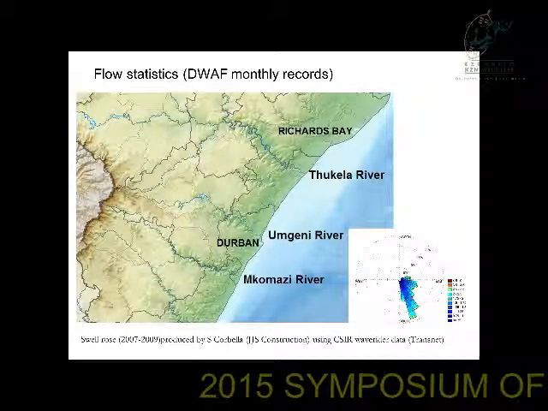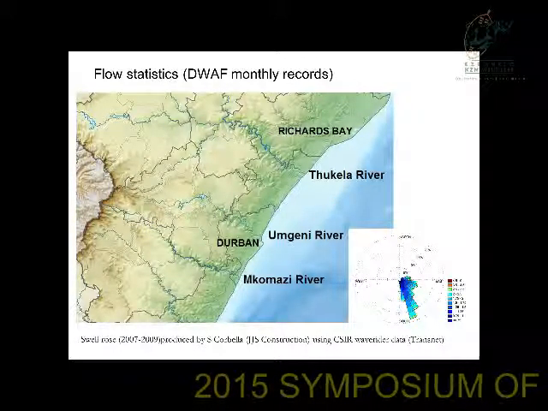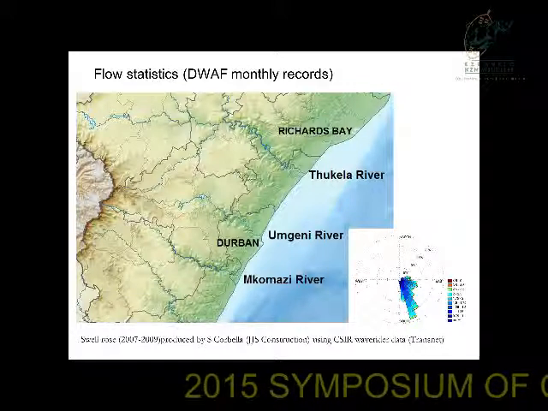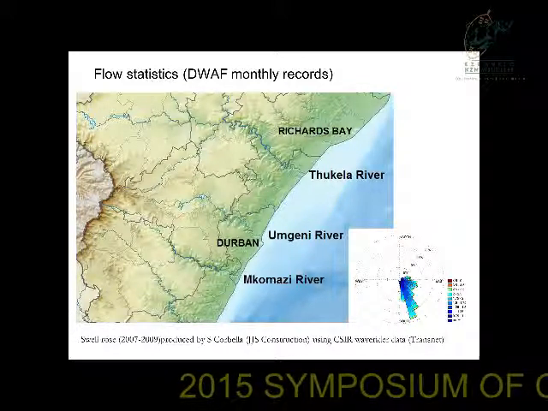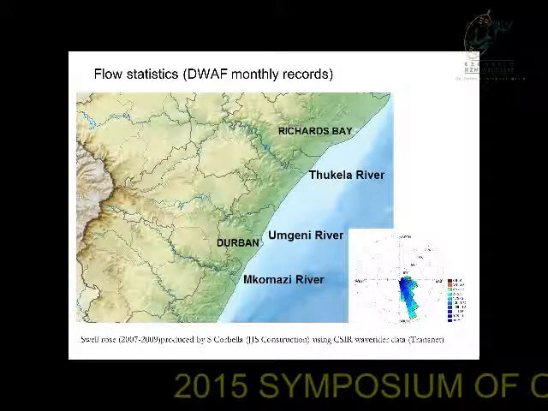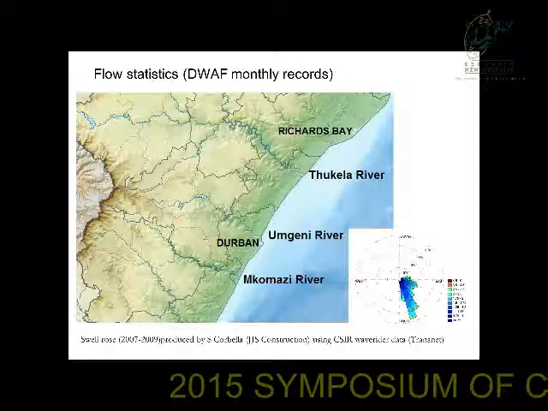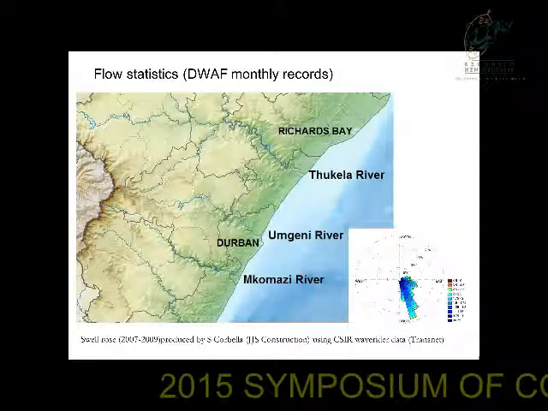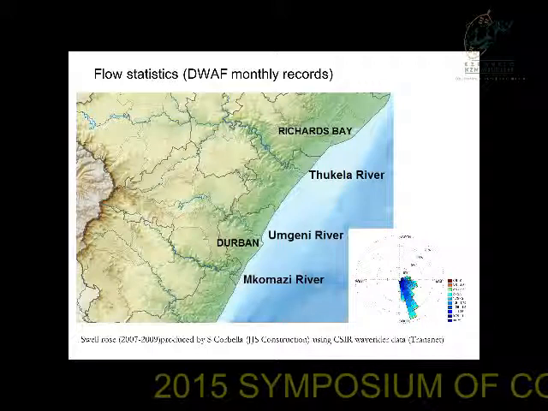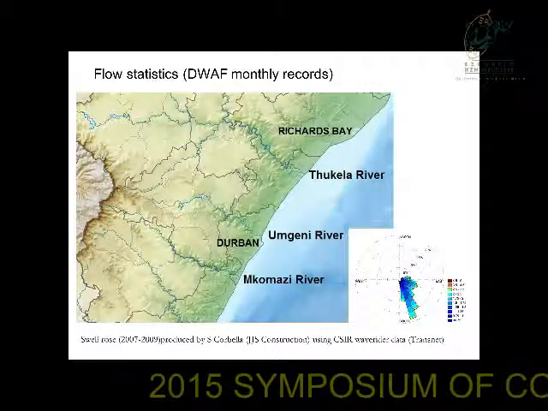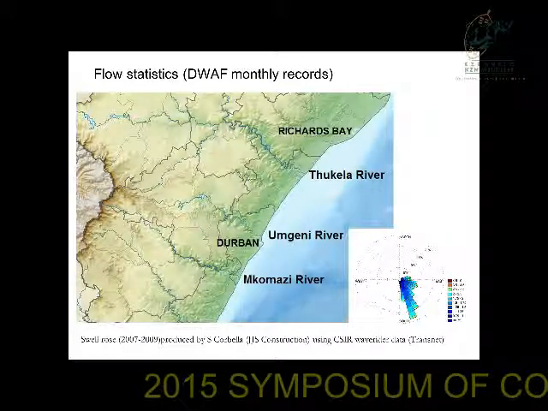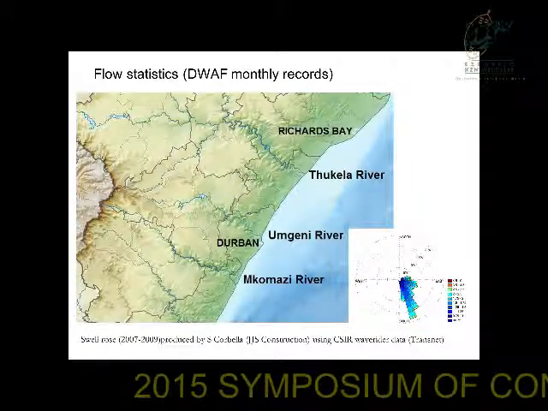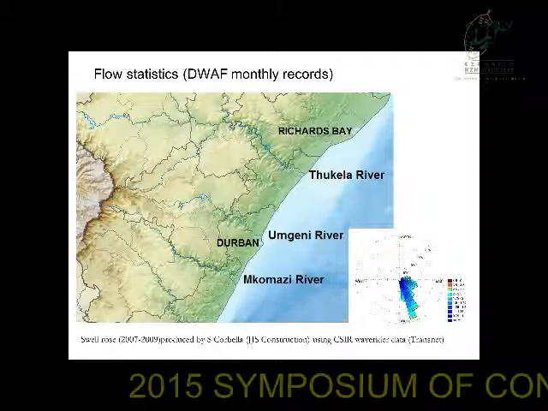Okay, so I'm going to present some flow statistics. These are from Department of Water Affairs monthly records. I think their name has now changed to something else. I can never keep up. So there's a few catchments: Tugela River in the north, Mgeni River at Durban, and then Umkhamazi River down at the bottom in the south. I've also given a little swell rose over here, just because that's an influence on what your longshore drift is doing. Most of our swells are coming up from the south-southeast, so our longshore drift is going from south to north. That longshore drift is then transporting your sediments in that direction, northward.